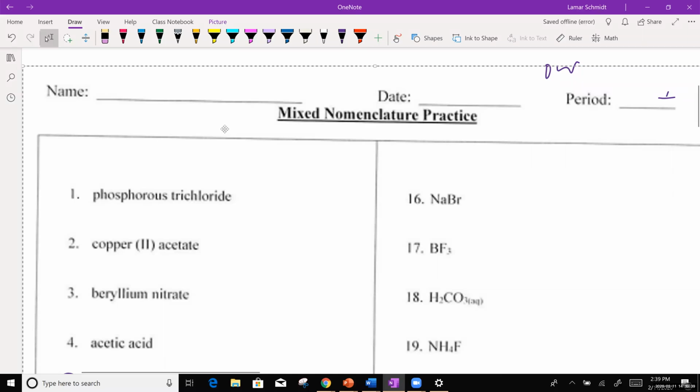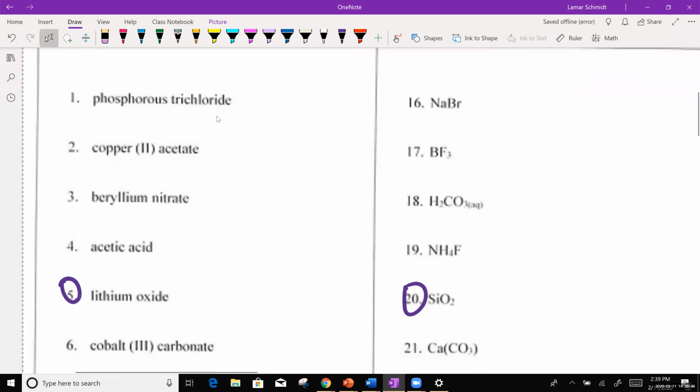So we are looking at our mixed nomenclature practice worksheet, and I'm in tutoring right now, and I have a few students that are wanting to go over, it's a very odd choice, but multiples of 5. So we're going to just do that. That's what they randomly chose, and it wasn't like it was assigned by their teacher or anything like that.